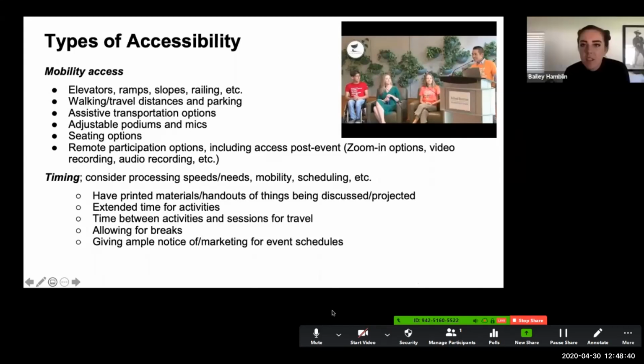Anybody else have anything they want to chime in? Other strategies that they've heard of, concerns that they have noticed in their own areas within accessibility?